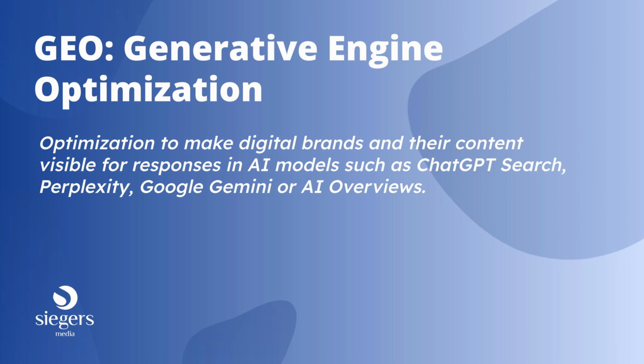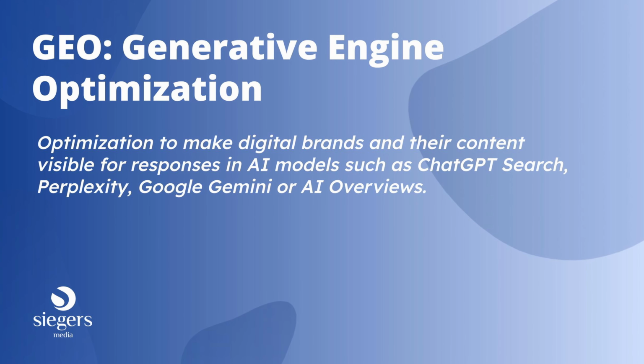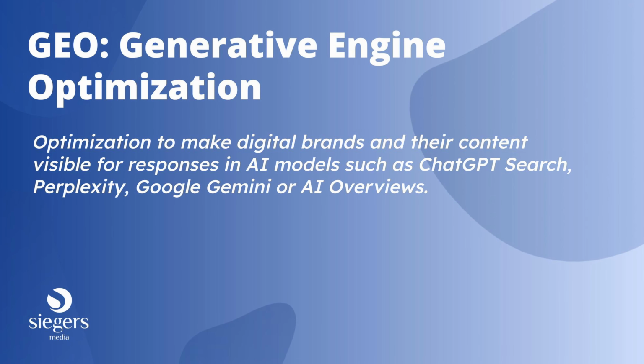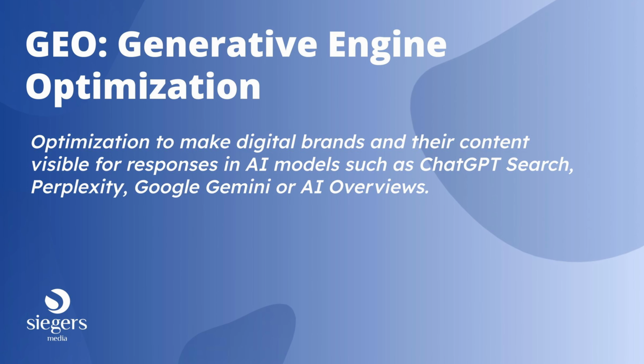So what is GEO? Simply put, Generative Engine Optimization is the optimization to make digital brands and their content visible for responses in AI models such as ChatGPT Search, Perplexity, Google Gemini, or AI overviews. And the content that is made visible includes informative text or text sections, service and product pages, or even images and videos. Each of the AI models is also referred to as a generative AI engine, a generative engine, or generative AI system, hence generative engine optimization.